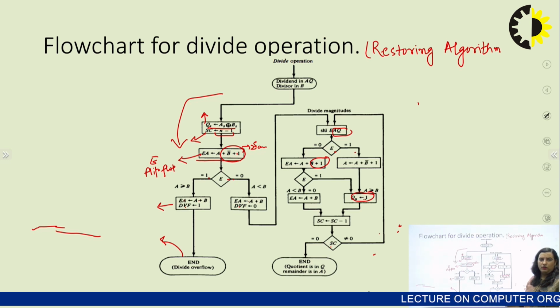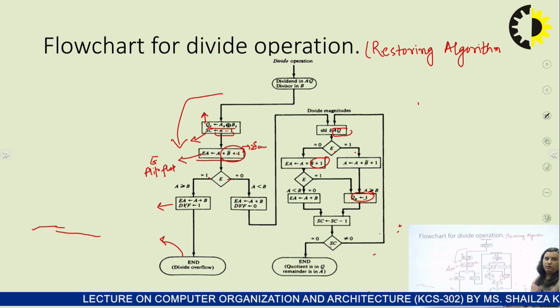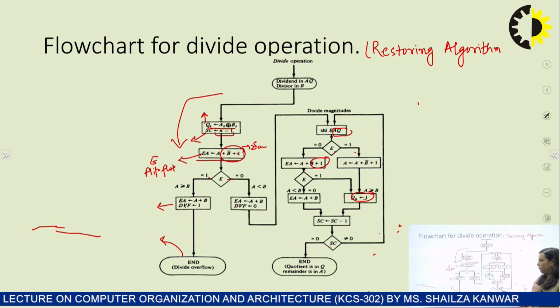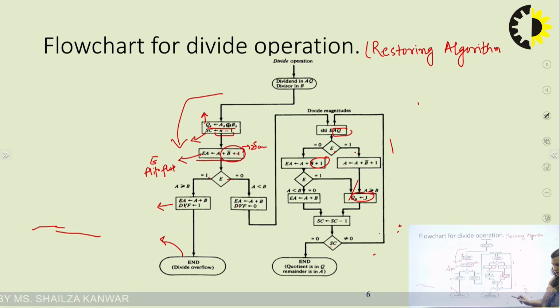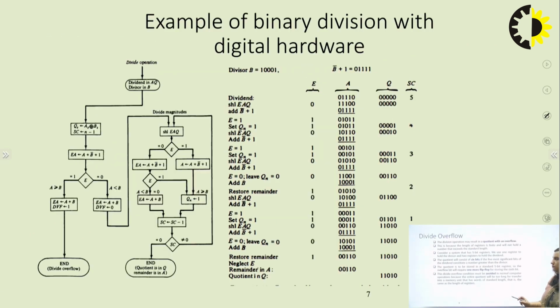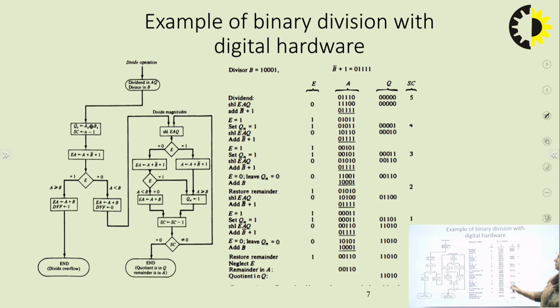If it is 0, then our division algorithm is over, and we will fetch the value of the quotient from the Q register and the remainder value from the A register. If it is not 0, then we will again go here and perform the whole process again till we get the 0 value. So this is a simple example of this restoring algorithm.